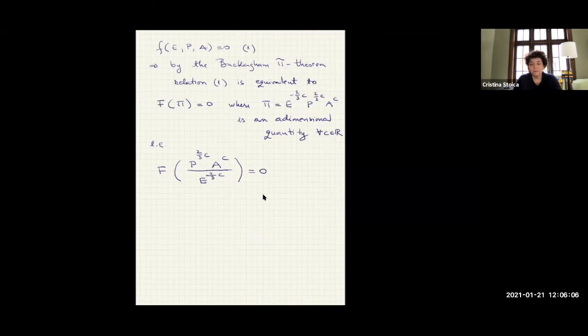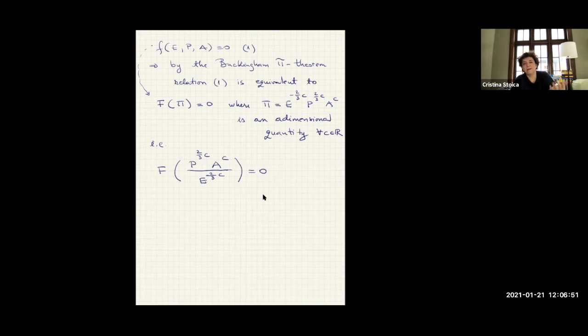So this little f in E, P, A equals 0, as a law from physics, by doing the dimensional analysis and applying the Buckingham pi theorem, because we got just one independent variable, is equivalent to another relation in which instead of 3 variables, we have just one. And that one is the combination of the 3 physical objects that are given in the initial description of the phenomenon in question. So we have just one pi. This pi is like an x. It's just a notation.